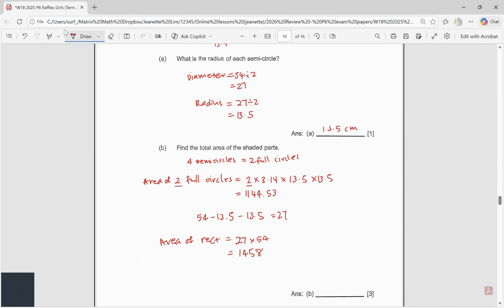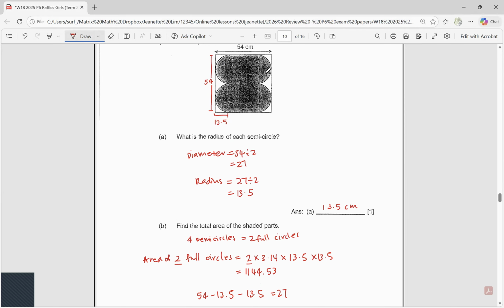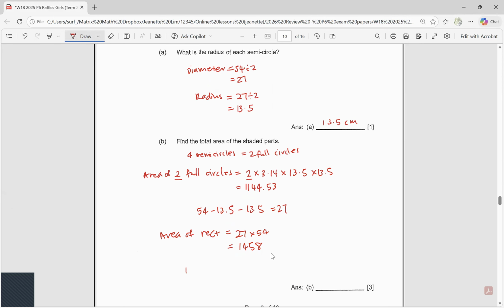1458. Now we have the rectangle, we have the 4 semicircles. We add them up to get the answer. So rectangle is 1458, then plus 1144.53. Answer: 2602.53 square cm.